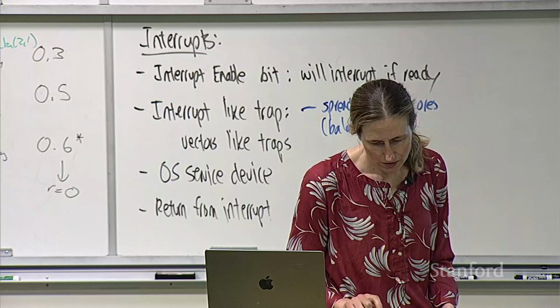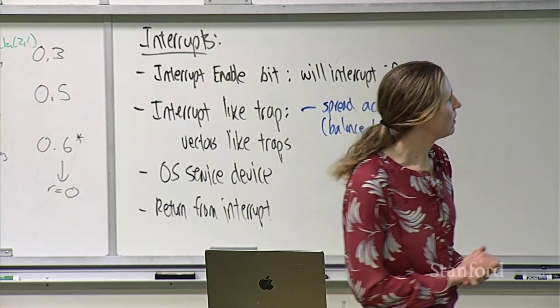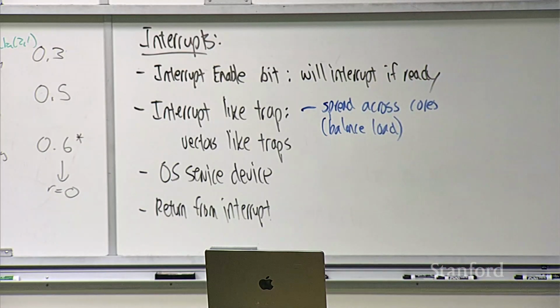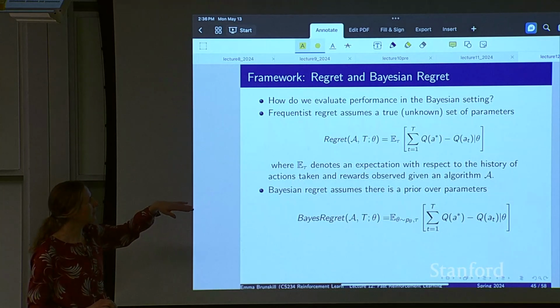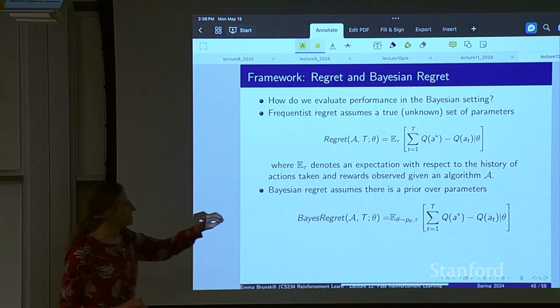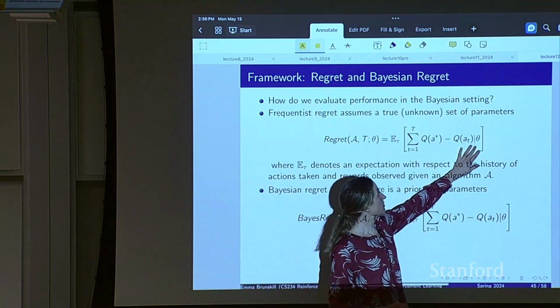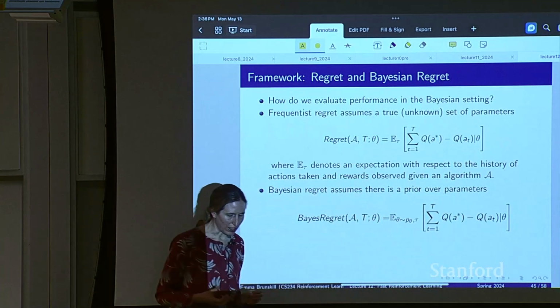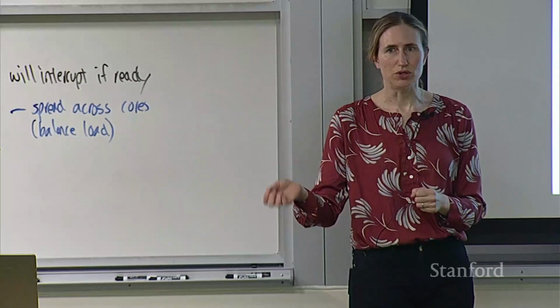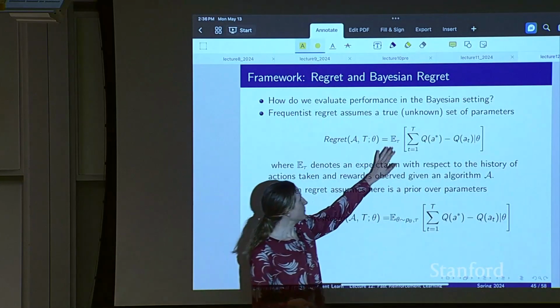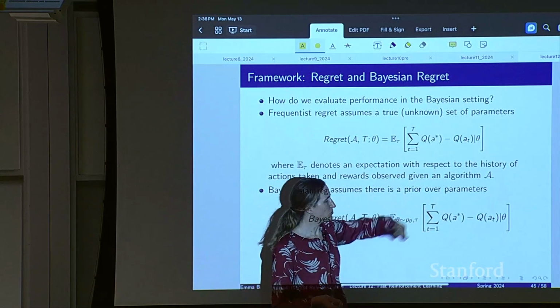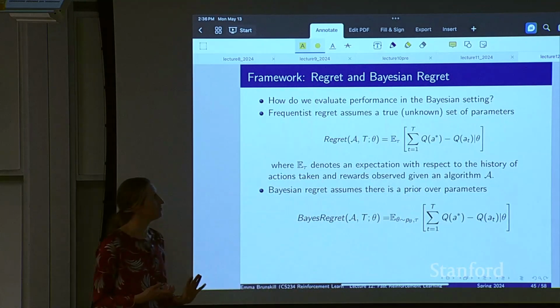Okay, so let's first just talk about how we evaluate performance. What we saw in frequentist regret, like what we saw last time, is that we're assuming a particular unknown set of parameters. So like our arms are actually 0.9, 0.7, 0.6. We just don't know what they are. And then our regret is always evaluated with respect to the optimal arm given that fixed set of parameters.